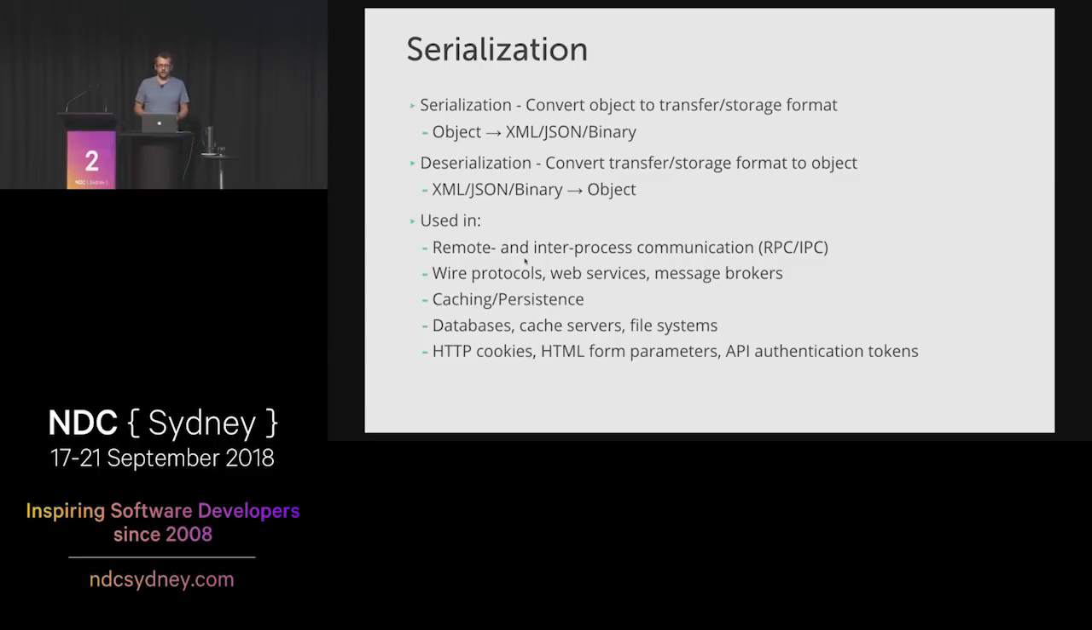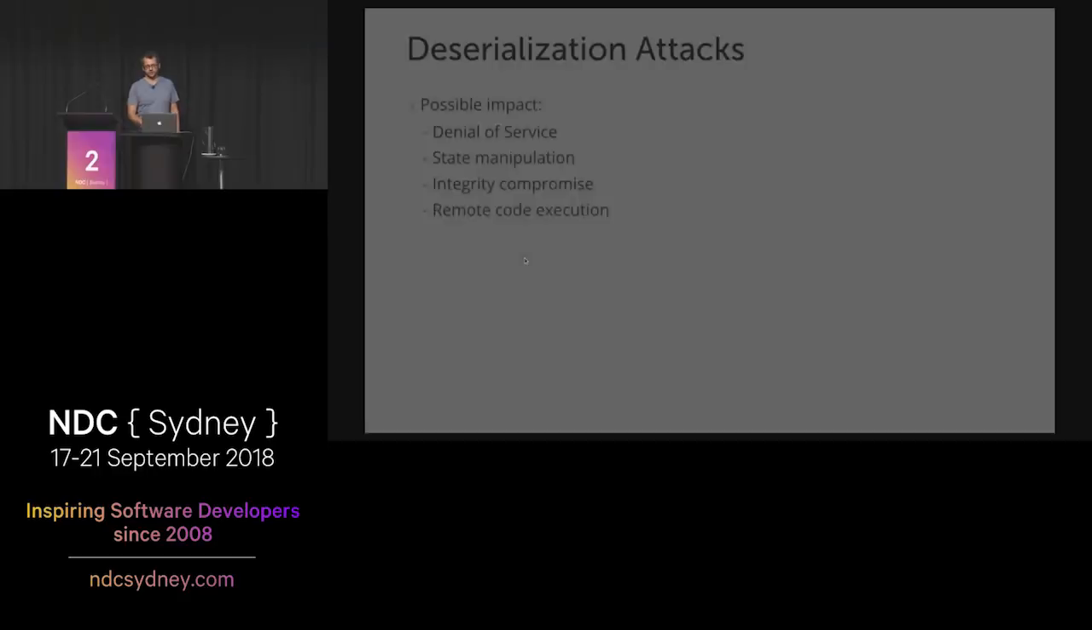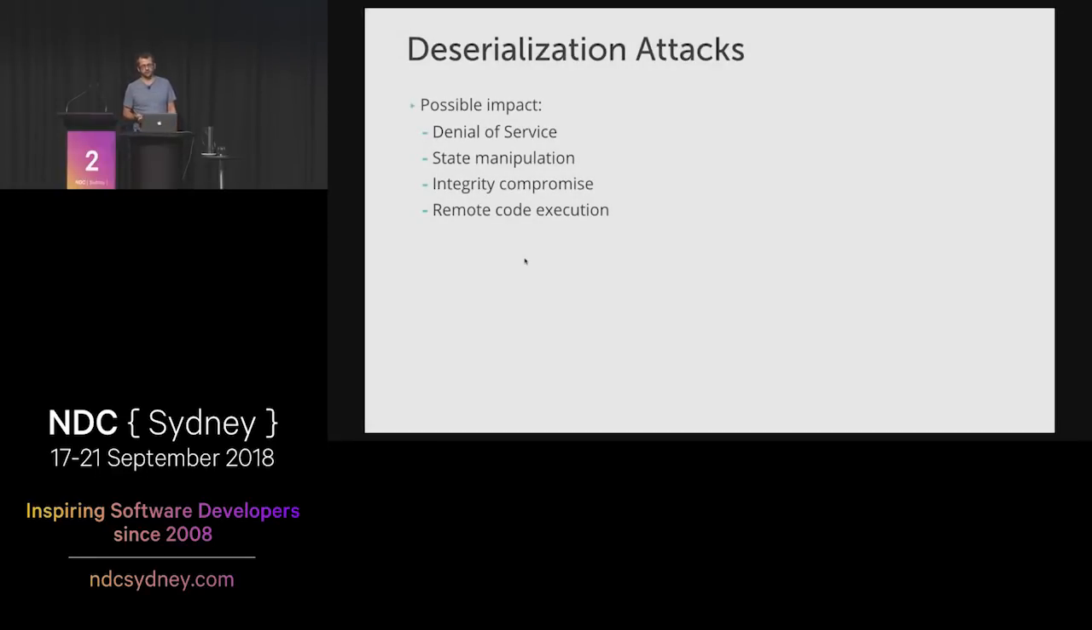And if this goes wrong, we could deserialize something into a dangerous object. And this could allow us to do things like denial of service. We could manipulate the state on the server. We could compromise the server. Or we could even get remote code execution.